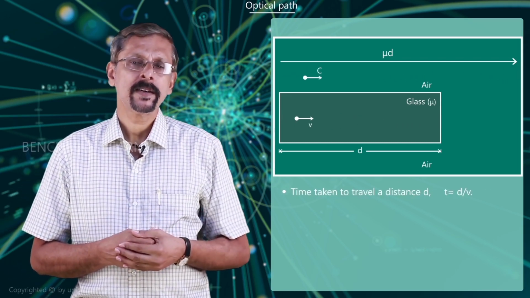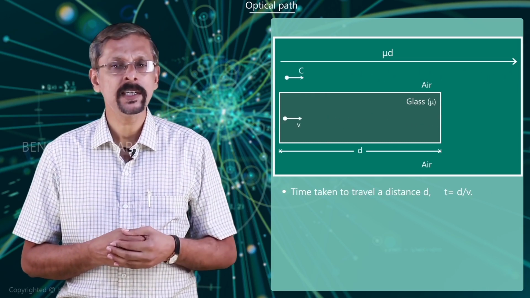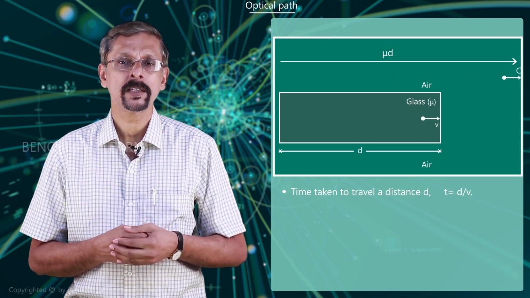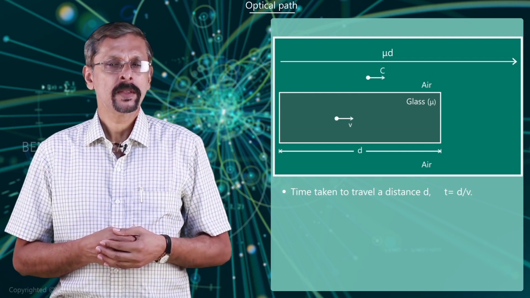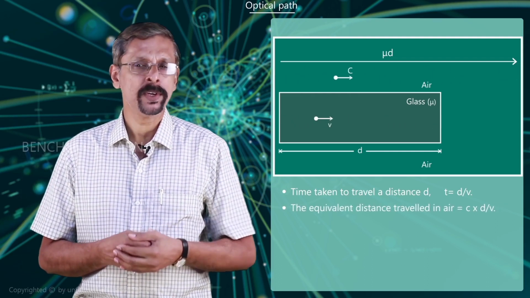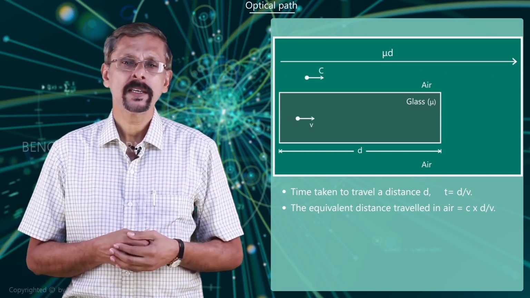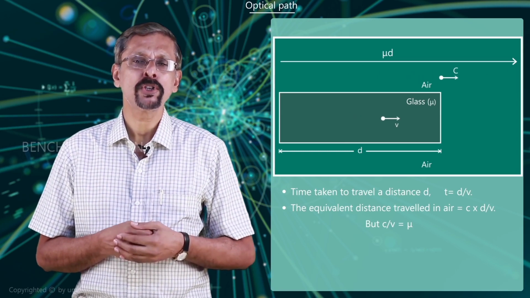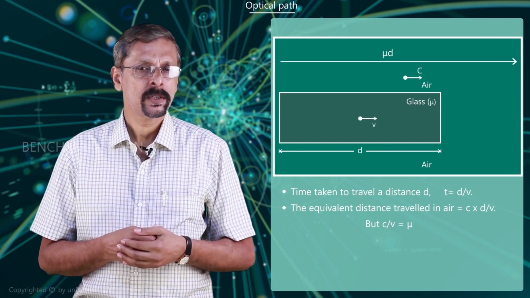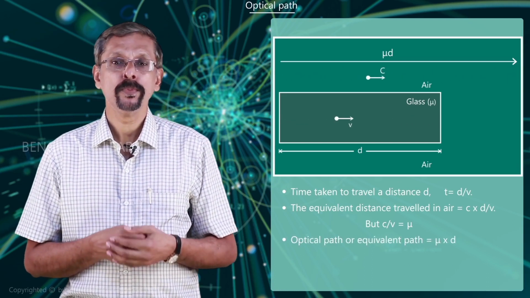The time taken by light to travel a distance d, that is t equal to d by v, where v is the velocity of light that is traveling through this material. The equivalent distance traveled in air equal to c into d by v, where c is the velocity of light in air. But we know that c by v is what is known as the refractive index of the material mu. Hence, the optical path or the equivalent path is equal to mu into d.